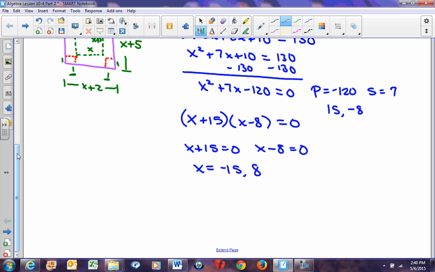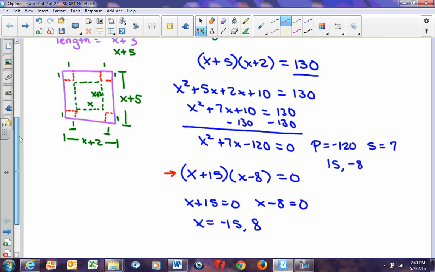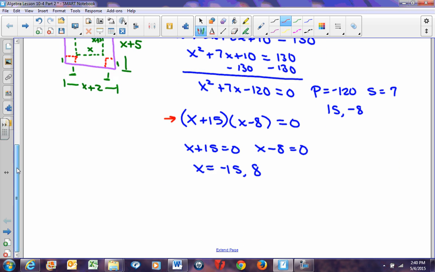Because even though negative 15 solves the equation of x plus 15 times x minus 8 equals 0, it doesn't solve our original equation because you cannot have a length that is negative. So therefore, this is what we call an extraneous answer. It solves the second part of our equation, but doesn't really solve the original problem. So since you can't have a negative 15 for a length, x is equal to 8.